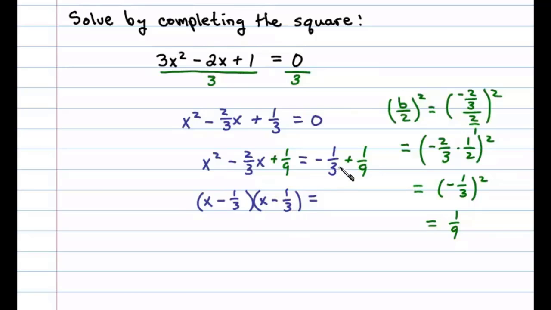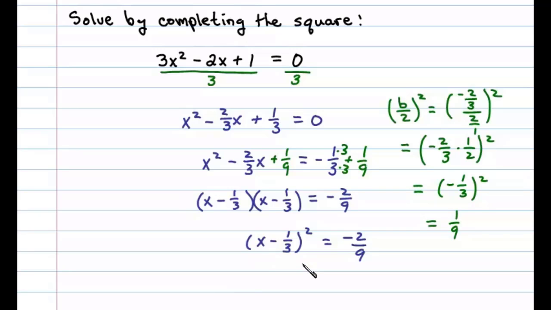Now on the right side here, we need a common denominator. So I'll go ahead and get the equivalent fraction here, negative 3/9. Negative 3/9 plus 1/9 leaves us with negative 2/9. And so at this point we've completed the square. We have the quantity x minus 1/3 squared equals negative 2/9.